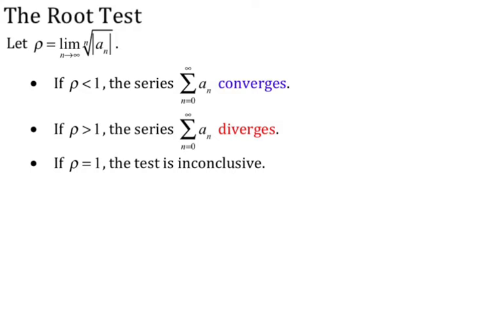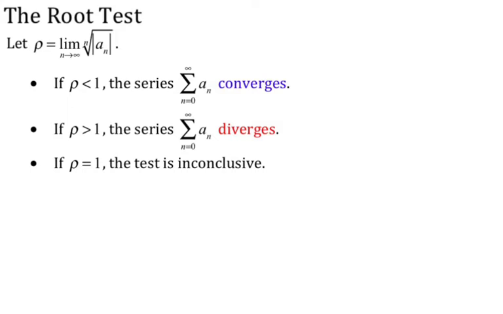Let rho, the Greek letter rho, equal the limit as n approaches infinity of the nth root of the absolute value of a sub n. So again, it's absolute value. If rho is less than 1, the series converges. If rho is greater than 1, the series diverges. If rho is equal to 1, the test is inconclusive. Generally speaking, I don't like when a test can be inconclusive, but that has nothing to do with ranking it here because there are a lot of tests for which that happens.